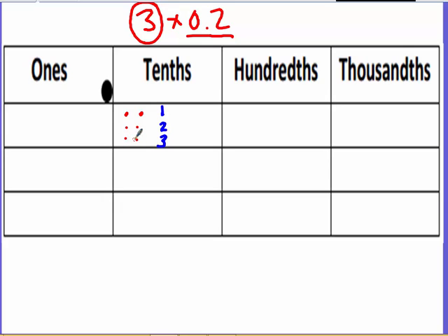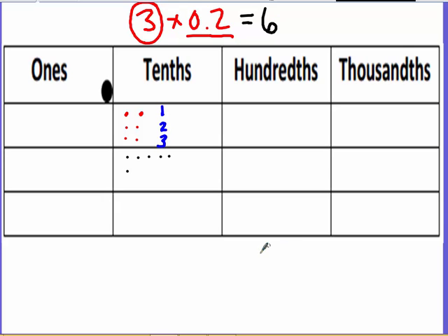So now I have nothing left to multiply, so now I can just add them up. And what do I get? I see 1, 2, 3, 4, 5, 6. So I'd have 6 dots. So guess what this answer equals? It equals 6.